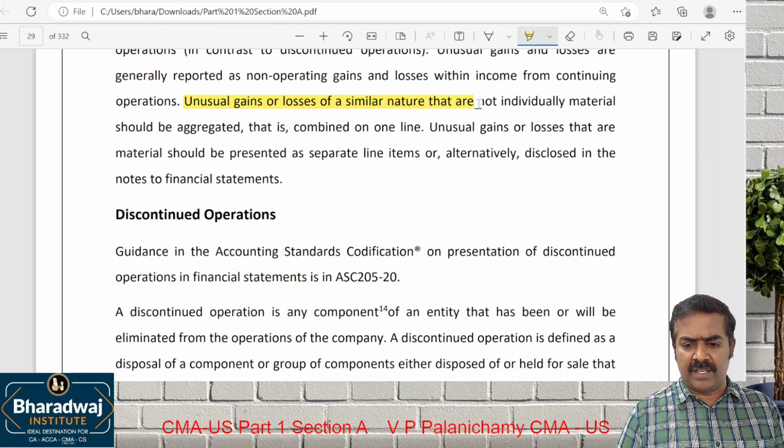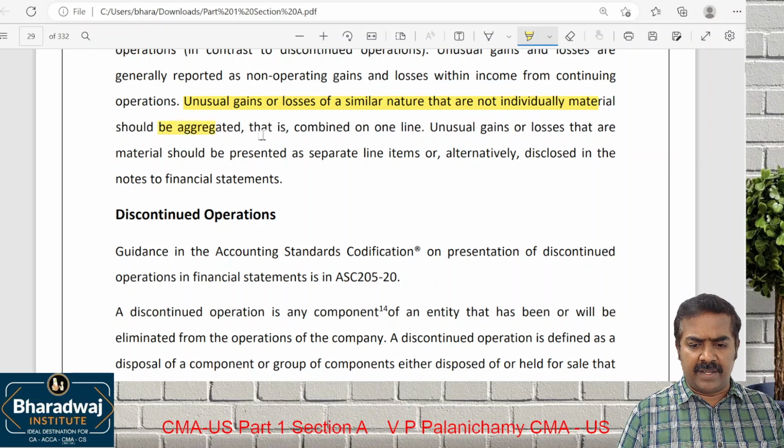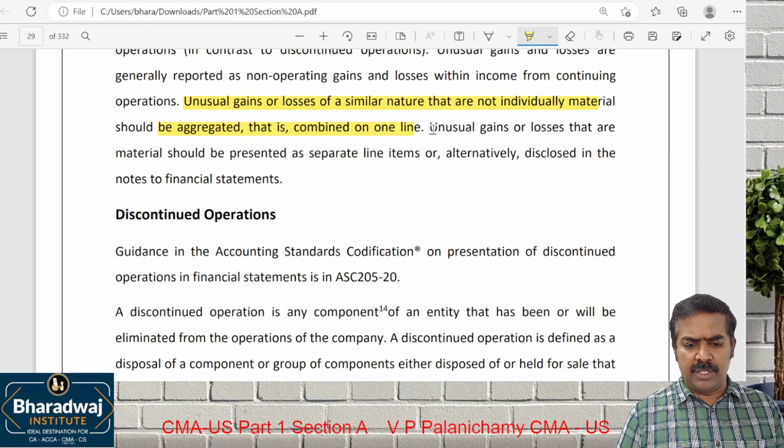Unusual losses or gains of similar nature should be aggregated, combined in one line. Unusual losses should be represented as what? Separate line item, alternatively disclosed in the notes to financial statements.